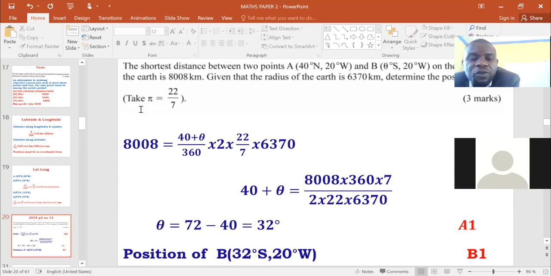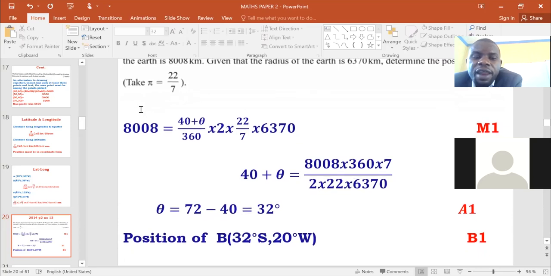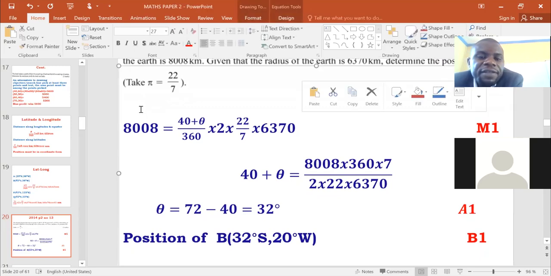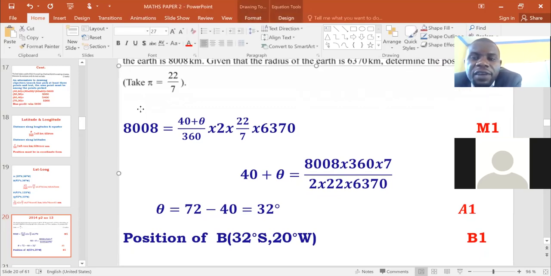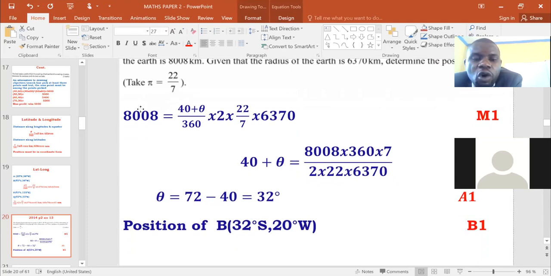Theta plus 40 is 72. That means that to get theta, you subtract 40 from 72. And you can see the area where you added the method mark was the point you substituted the values of the distance, the angle difference that we have, and the radius of the earth given. Then you go on with the marking.